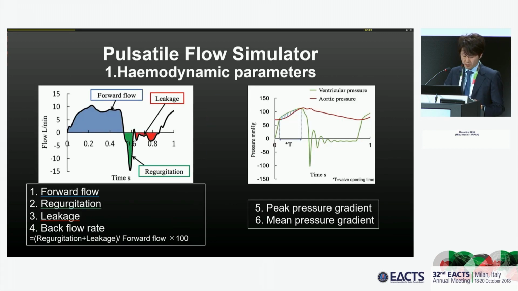Hemodynamic parameters assessed were forward flow, regurgitation, leakage, backflow rate, peak and mean pressure gradient as shown in the figure. Backflow rate was defined as retrograde flow divided by forward flow times 100. Pressure gradient was the gap of the left ventricle pressure and aortic pressure.